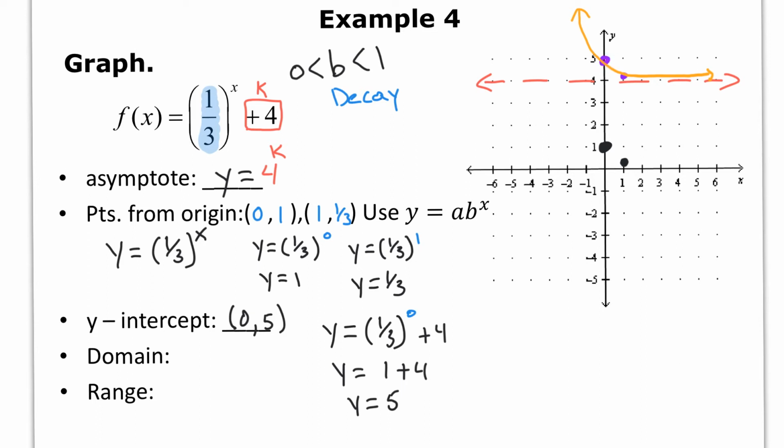The domain will be all real numbers. And that's for your exponential functions. You guys, domain works. The x values work for any exponential function, all real numbers. Now the range is where the asymptote comes in. So notice that my graph is on top of the asymptote. So I have to use the inequality of greater than. So I'm going to use y is greater than, and I need to look at the k value. And the k value is 4, which is the number at the end of the function. So my range is y is greater than 4.